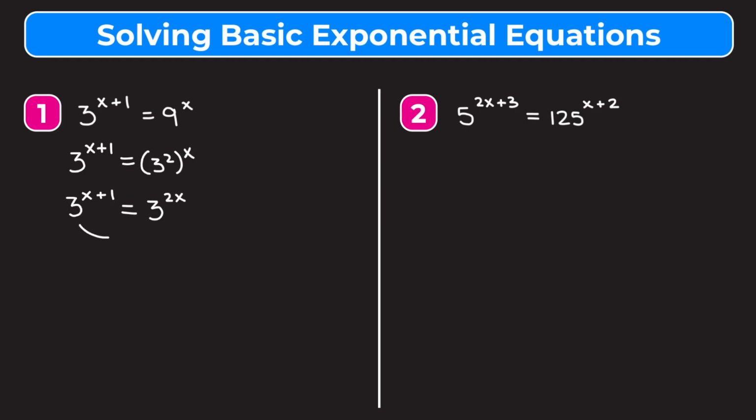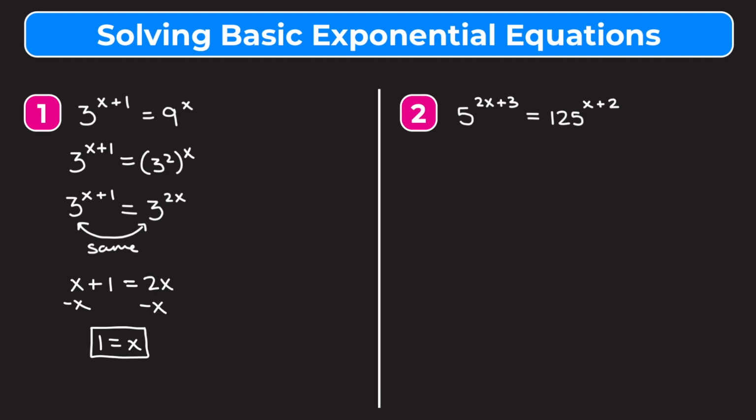And now we can tell that we have the same base for both of our exponential terms. So if the bases are the same on both of our exponential terms, we can just set the exponents equal to each other. So we can just say that x plus 1 has to equal 2x. And now we can solve this pretty easily. We're going to subtract x from both sides, and we're going to get that 1 is equal to x, or x is equal to 1.